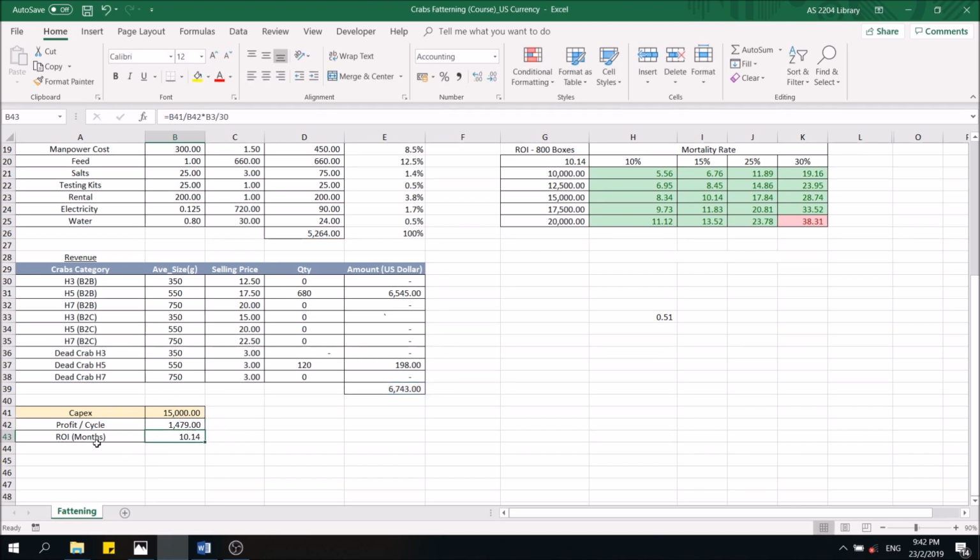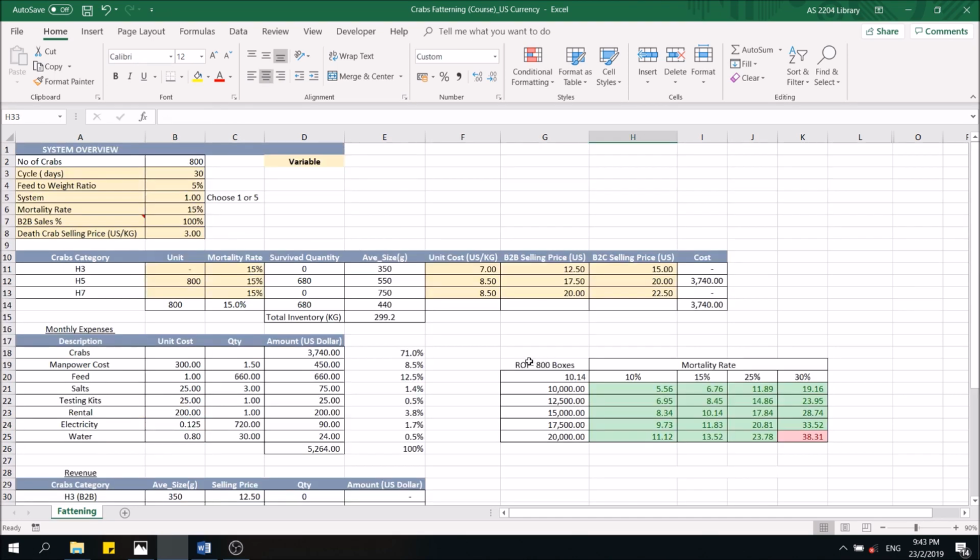So the last one will be the ROI. This number is in months. Basically, I have used this capex divided by this profit per cycle, which will give you how many months to break even this system. As you can see from this model, it takes around 10 months to break even.